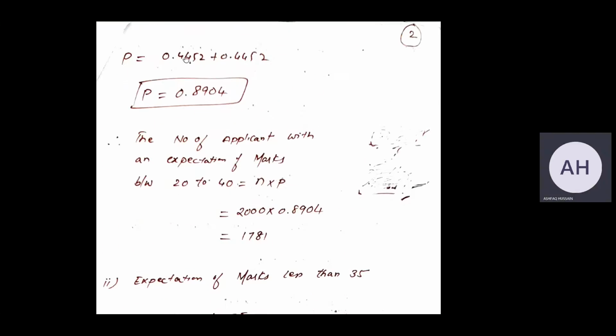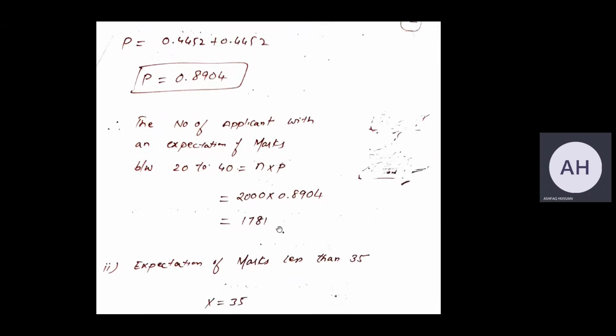Now, this is our C1 and C2. So the total probability is 0.8904. Don't think about the positive and negative signs. You need to take both the C's and add them. Once you get the probability, the number of applicants with expected marks between 20 to 40 will be obtained by multiplying the number of students with the probability. So if you multiply 2000 with this probability, you will know how many students score marks between 20 to 40. Okay, so this is the way this normal distribution method is used.